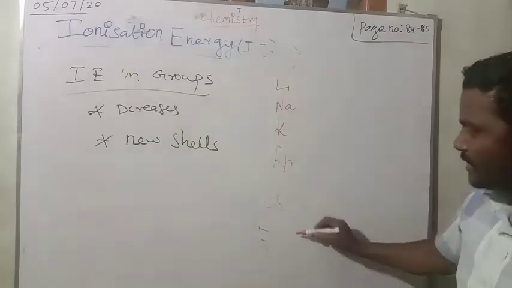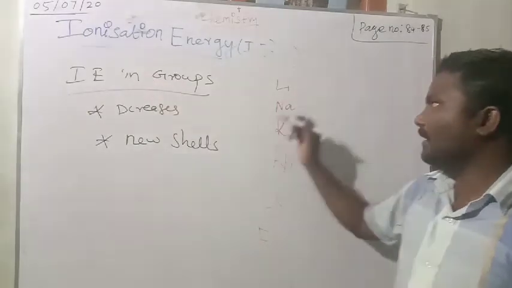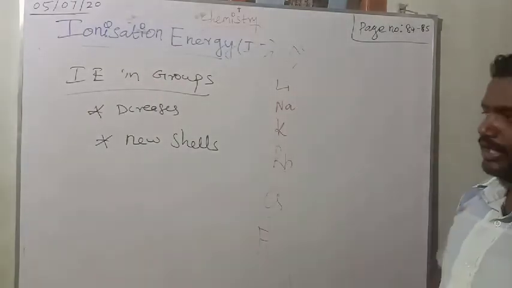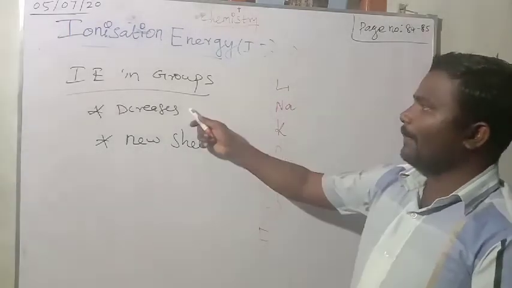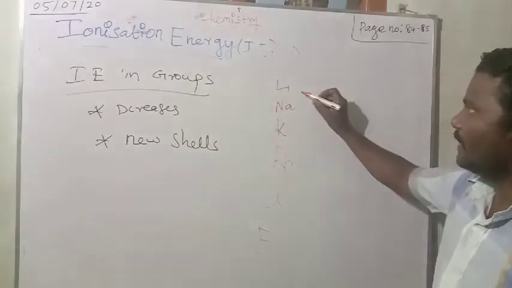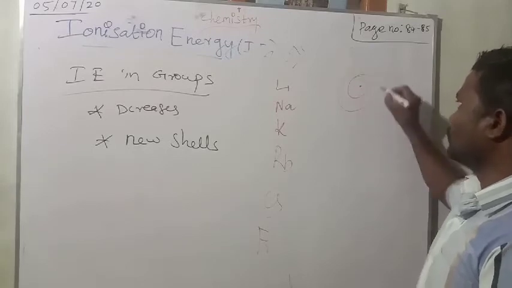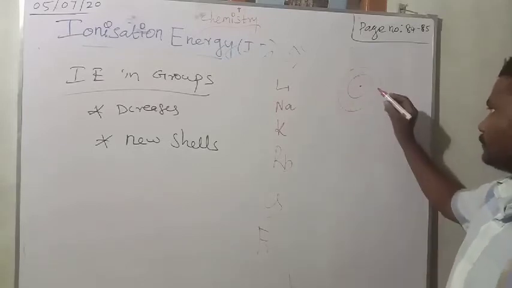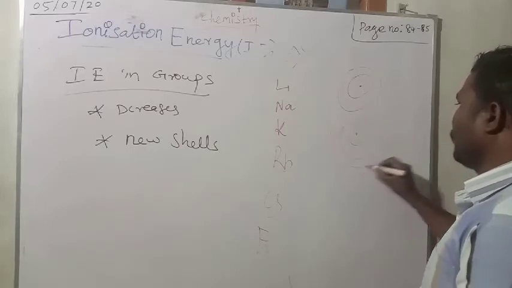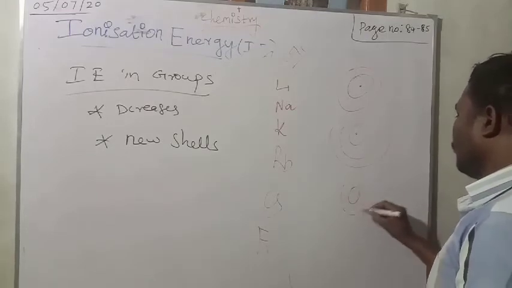If you compare the ionization energy top to bottom, the top one having the highest ionization energy, one by one it decreases. Francium having lowest ionization energy. Why does ionization energy decrease from top to bottom? If you compare, lithium having 1s2, 2s1. Sodium having 3 cells. So then potassium having 4 cells.